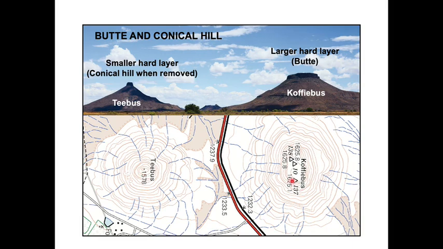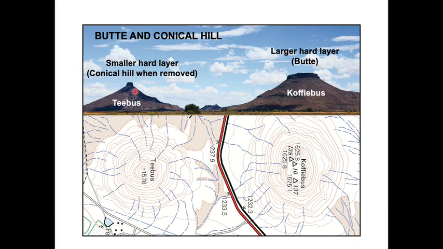So what's happening here is that the mesa has become a little bit smaller, and now we have that the butte has been formed here. This one is Koffiebus. But look at Teebus, and then you will see that it's even smaller there. So what's happening here is that because of a process called scarp retreat, you will find that the butte is being made smaller all the time.